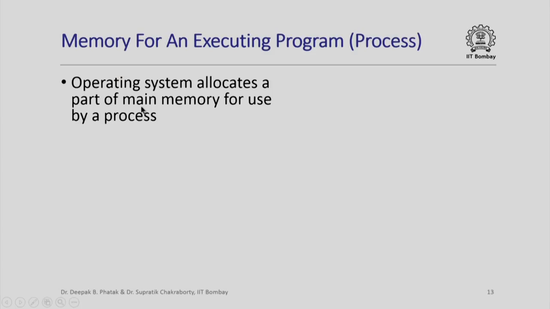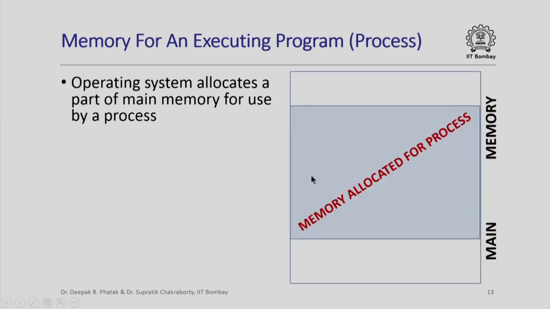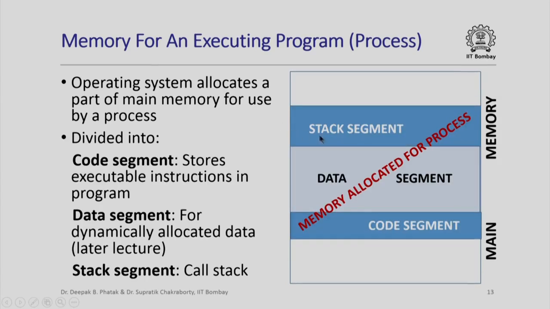Now to understand how it is exactly stored, let us see how the memory for an executing program, also called a process, looks like. The operating system is going to allocate only a part of the main memory for use by a process. So if this is the main memory, the operating system may allocate this part for use by our process, and this part is further going to be divided into three segments.